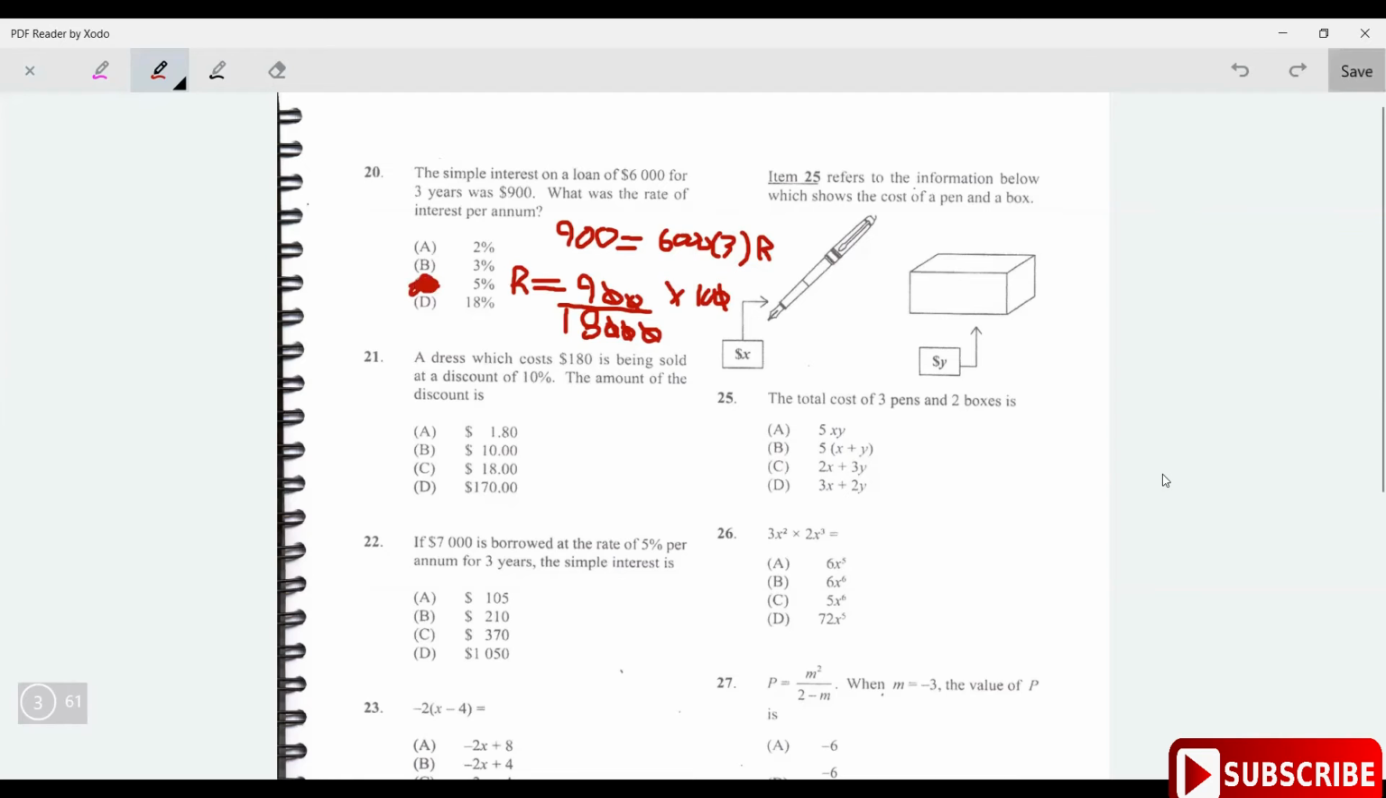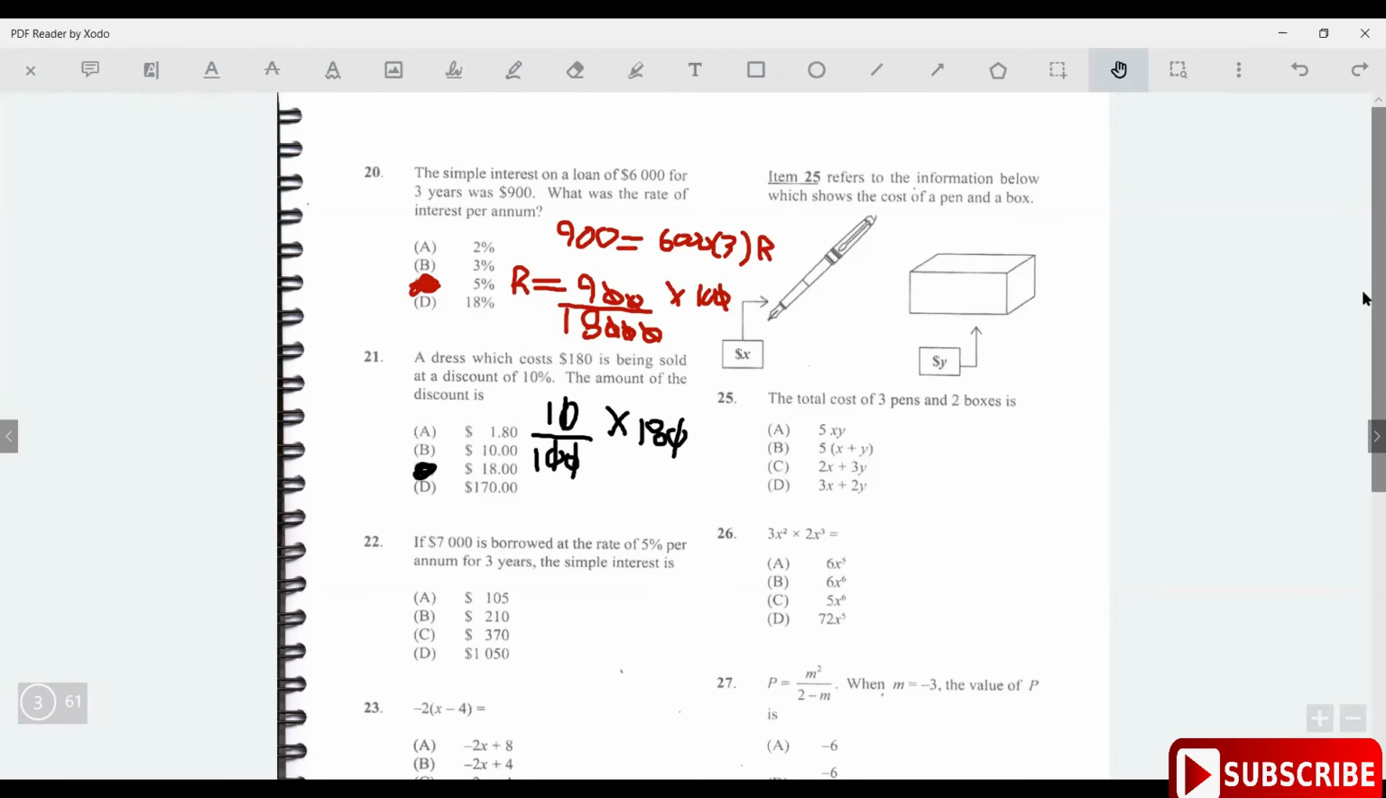Nice. It says a dress which costs $180 is sold at 10% discount. What is the amount of discount? The amount of discount is 10% coming off the 180. So 10% off of 180 is 10 out of 100 multiplied by 180. So let's evaluate this real quick. This 0 cancels this 0. This 0 cancels this 0. 1 times 18 is 18. That is $18. Nice and easy.